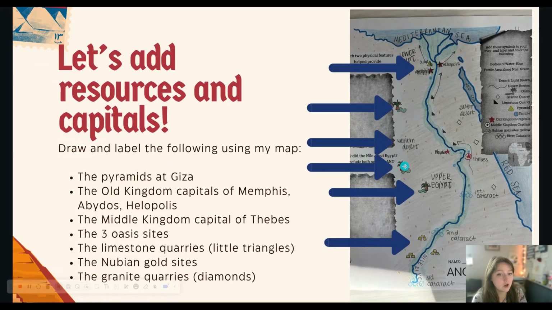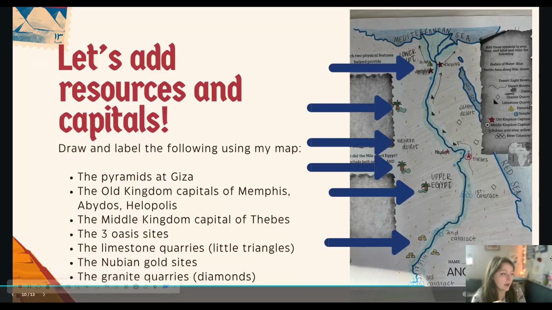There are three different oases, like little areas where in the desert there's suddenly some water and some vegetation. There's three here. I also want you to go ahead and label in those limestone quarries. They're kind of along the river. Those granite quarries with little diamonds. And some gold between the second and third cataracts.